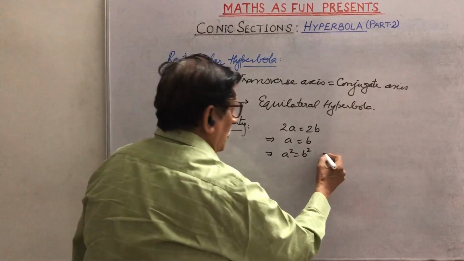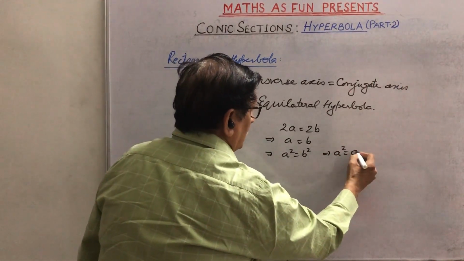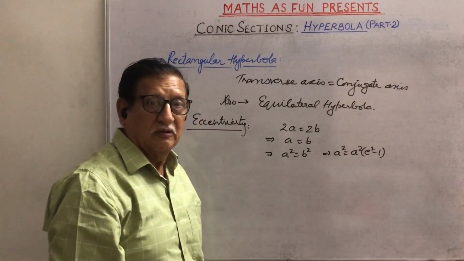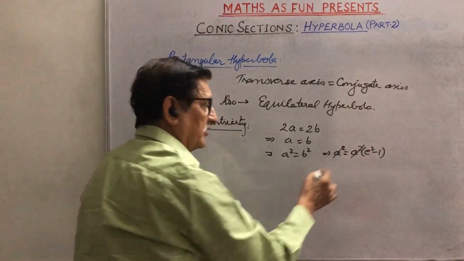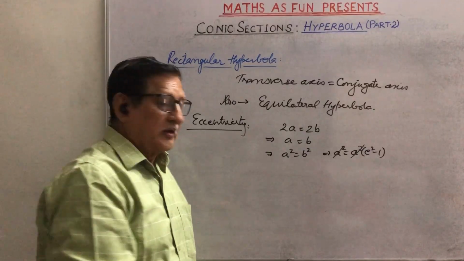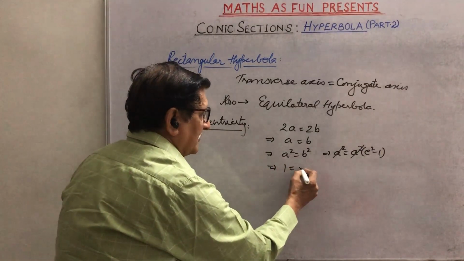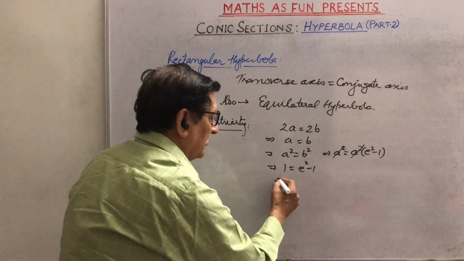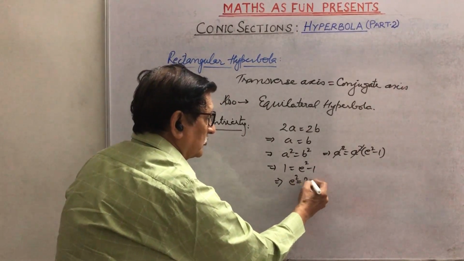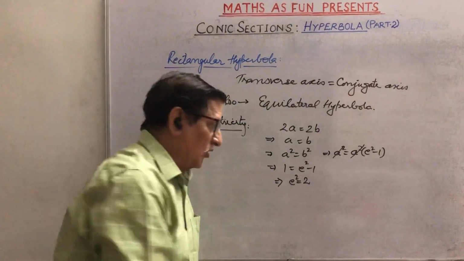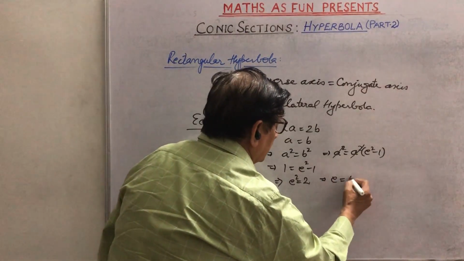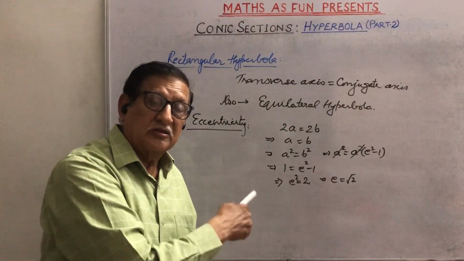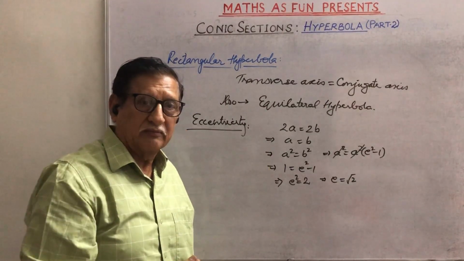And we also know that b square is equal to a square into e square minus 1. Do we find that this a square and e square cancel? It means we are getting 1 is equal to e square minus 1. By transposing we get e square is equal to 2, or we can say that e is equal to root 2. That is positive. Why? Because e is greater than 1 for hyperbola.